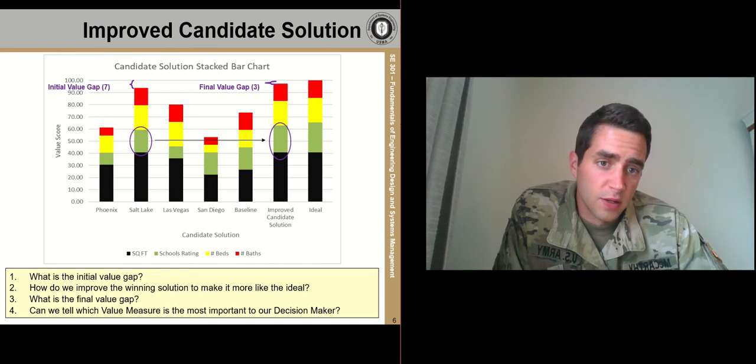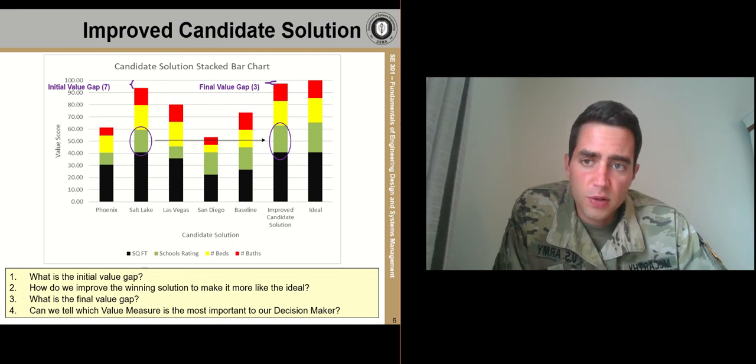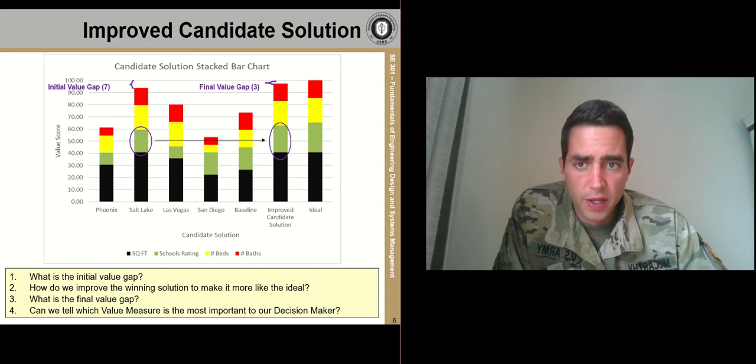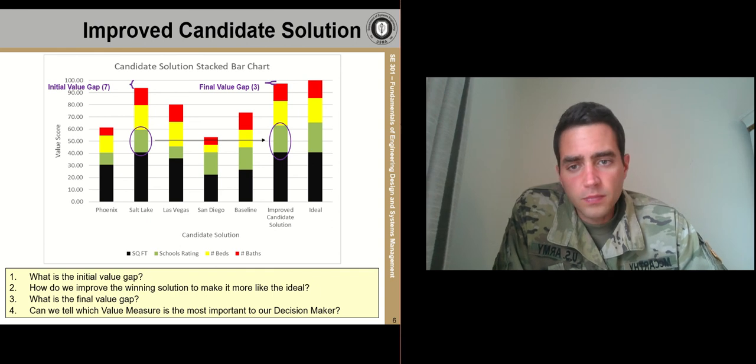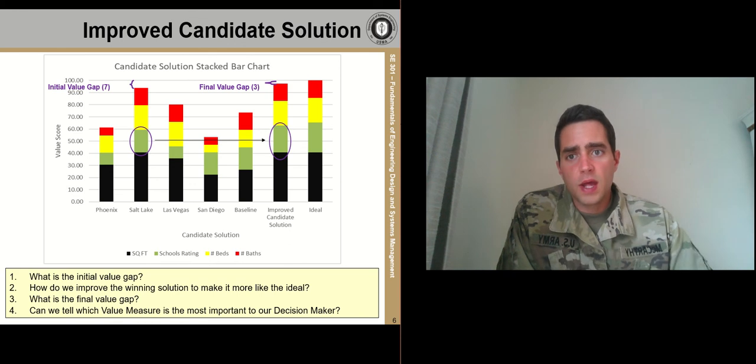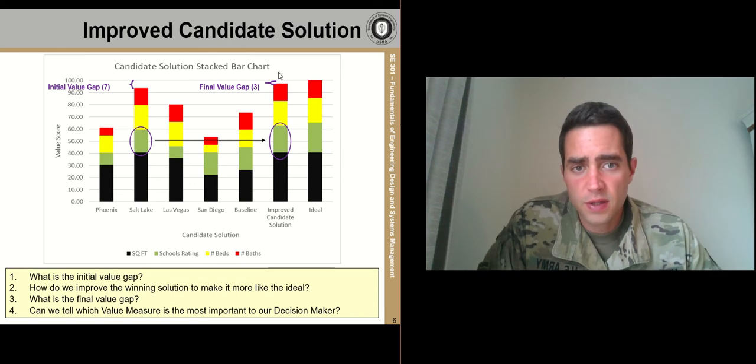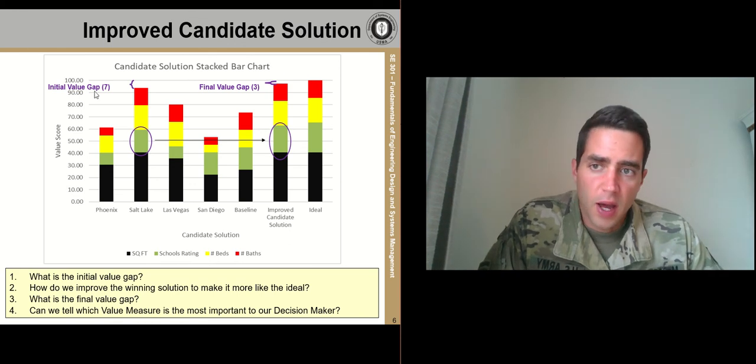Now, of course, that's going to drive up costs a little bit, but it'll also provide you a little bit of extra value that you can push towards your school's rating to increase the overall value that value measure gets. So by doing measures like that, you can decrease the value gap. So I arbitrarily increased my value by 4.